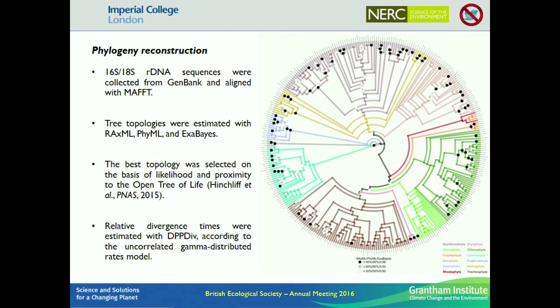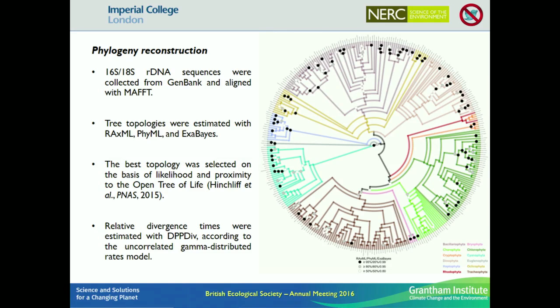Right, for the phylogenetic part of my work, I could not find a phylogeny that had all the species in my dataset, so I had to build one. So I collected 16S and 18S rDNA sequences from GenBank, aligned them with MAFFT, and estimated the topology of the tree according to maximum likelihood and Bayesian methods. The best topology was selected on the basis of likelihood and also the proximity to the Open Tree of Life, which is essentially an attempt to get a consensus tree of life from a lot of published phylogenies.